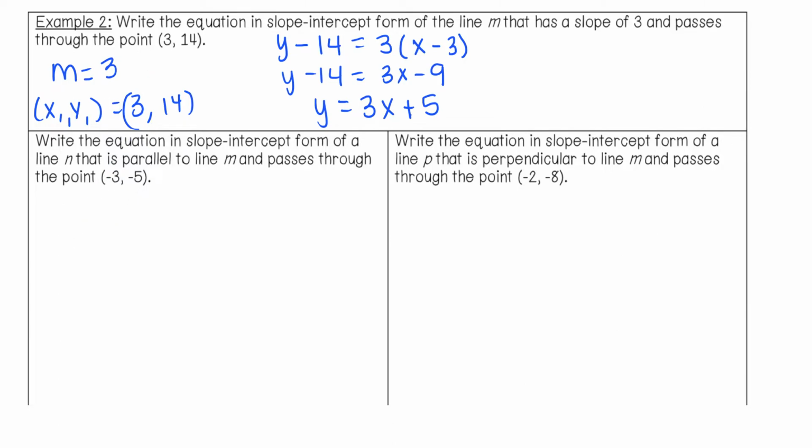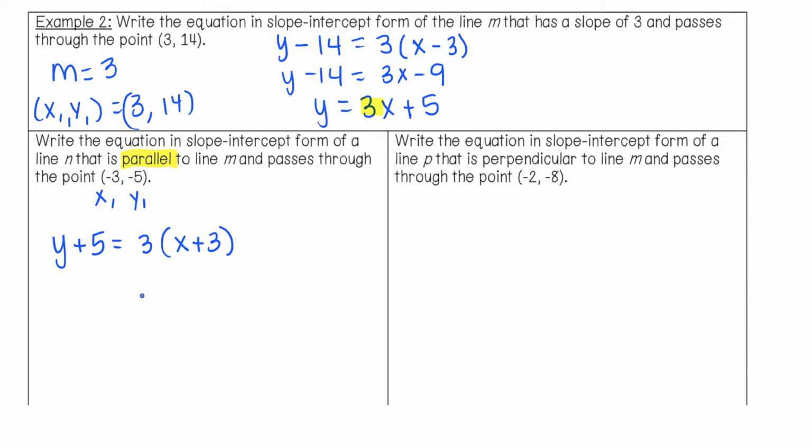In this example, we're asked to write the parallel line, and it needs to go through the point (-3, -5). So since it's going to be parallel, it needs the same slope. And since it's going through this point, we're going to need to use point slope form again. So we'll do y minus -5, subtracting a negative makes a positive. We'll set that equal to our slope of 3 times the quantity x minus -3, so again adding because we subtracted a negative.